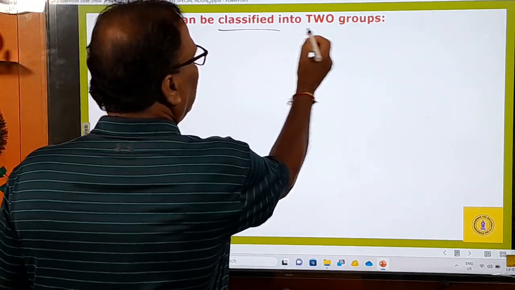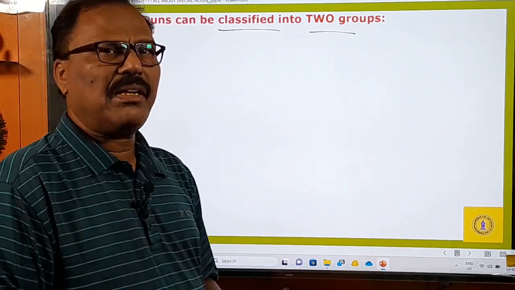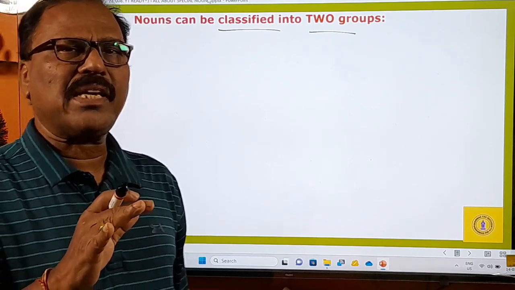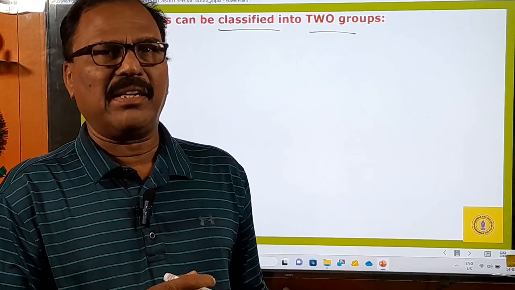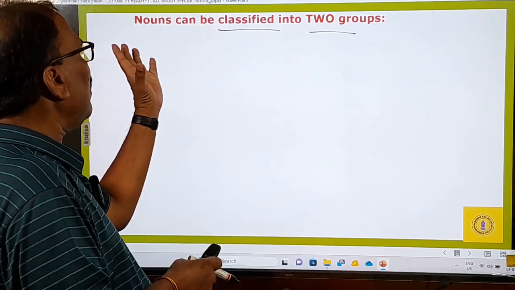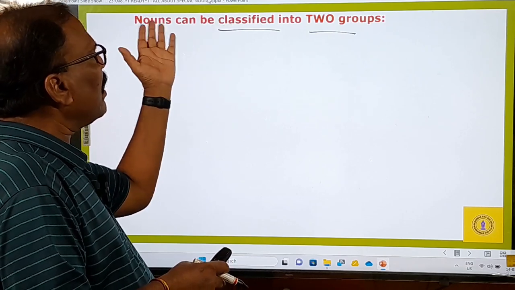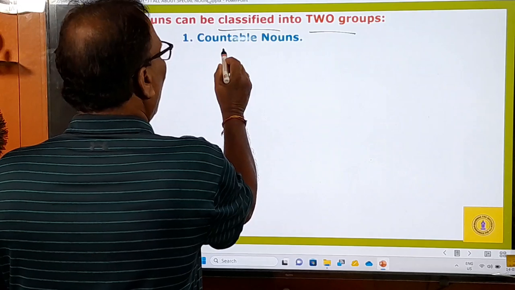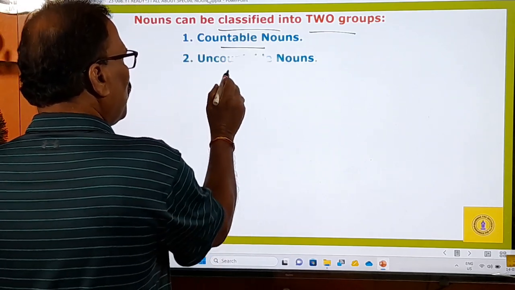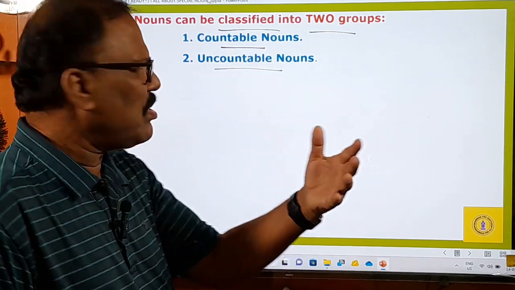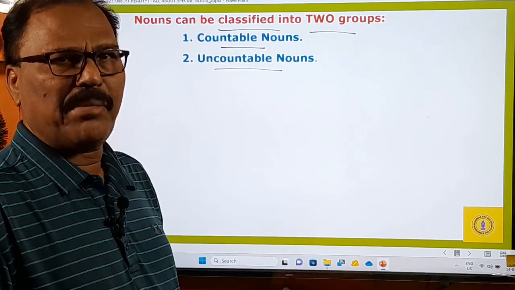Nouns can be classified into two groups. Already in my earlier video, I made it clear that nouns can basically be divided into two groups. What are they? Concrete nouns and abstract nouns. But here, from another angle, you can classify them into two groups. What are they? Here you see concrete countable nouns and also uncountable nouns. These countable nouns are also called concrete nouns, and uncountable nouns are called abstract nouns.